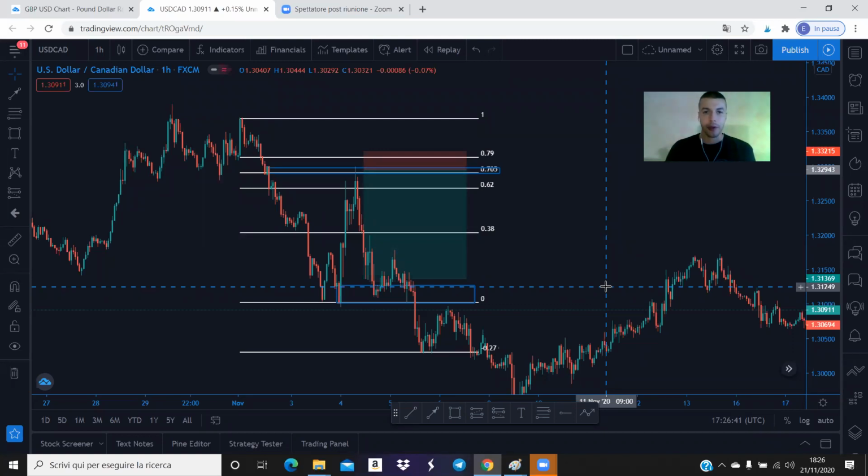How to do it for quicker trades? Well, I can show you. I don't usually do it, but I can show you. You just have to go on lower time frames.